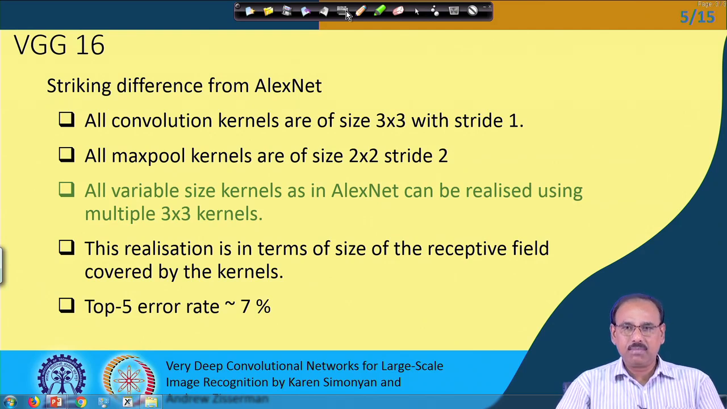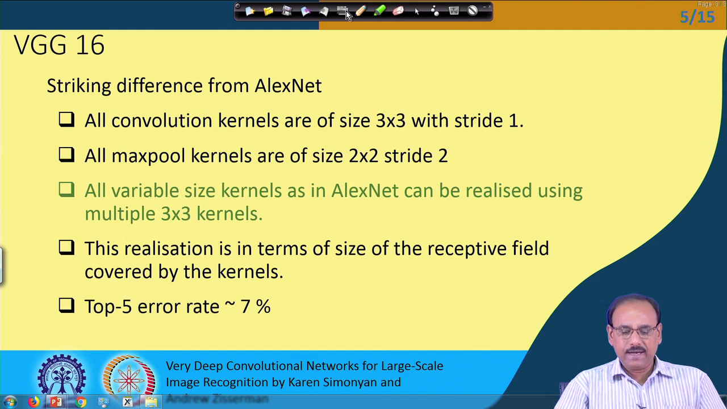If I have 3 subsequent operations, the receptive field will be 7 by 7; 4 subsequent operations, it will be 9 by 9; 5 subsequent operations, it will be 11 by 11. So, all variable size kernels which are used in AlexNet can be realized using multiple 3 by 3 kernels, as we have just demonstrated. And this realization is in terms of the size of the receptive field which is covered by the kernels.